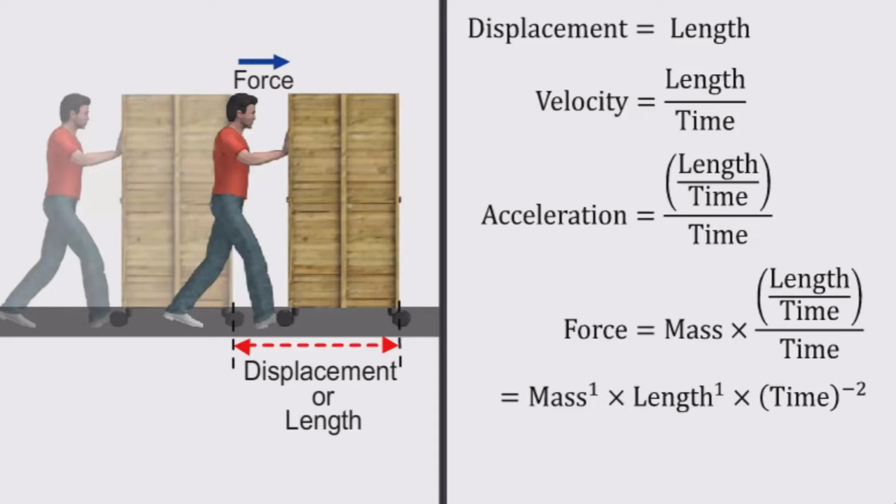We say the dimensions of force are 1 in mass, 1 in length, and -2 in time. For convenience, we use symbols to represent base quantities as follows. For mass, we use M. Length is denoted by L and time by T.